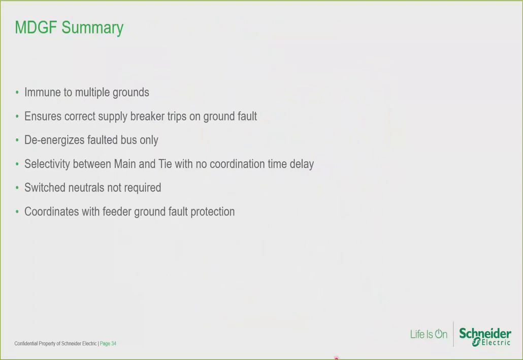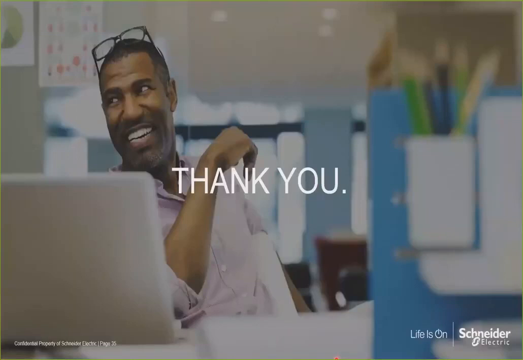To conclude, MDGF is immune to multiple neutral grounds. It ensures the correct supply breaker trips on ground fault. It de-energizes the faulted bus only. It prevents nuisance tripping due to parallel neutral and ground fault paths created by multiple neutral grounds. It provides selectivity between the main and tie with no coordination time delay required. It does not require switch neutrals, and it coordinates with downstream feeder ground fault protection. There endeth the presentation. Thank you.